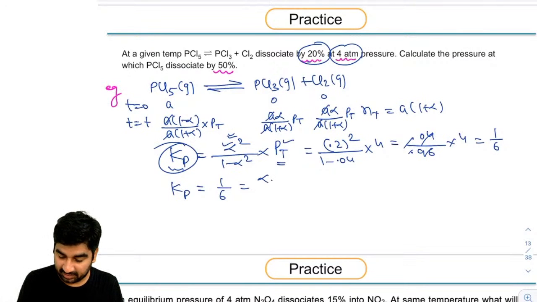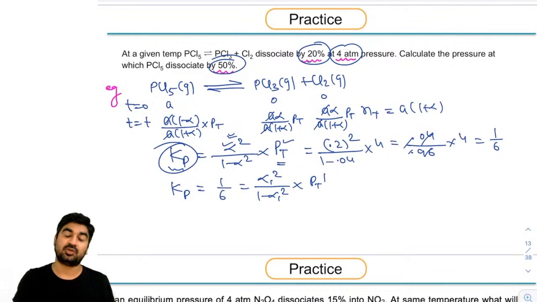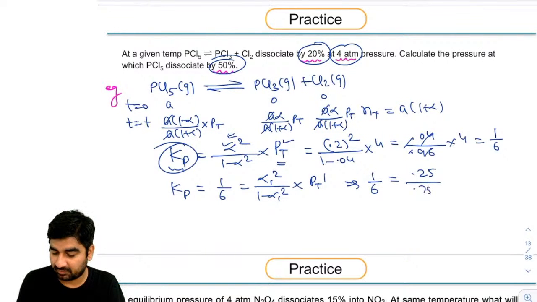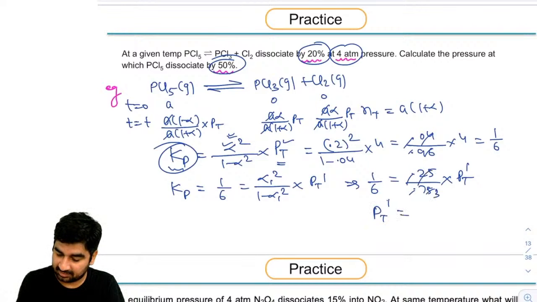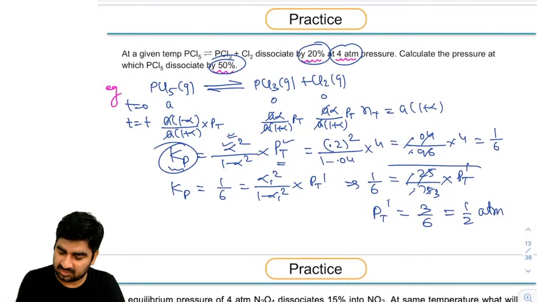result alpha will change but Kp will not change. So now I will write the expression: alpha 1 square into P total dash. So what is alpha 1? The new alpha is 0.5. So it will be 1 by 6, 0.25, 0.75 into P total dash. So 1 by 3. So P total dash you will be getting is 3 by 6, that is 1 by 2.